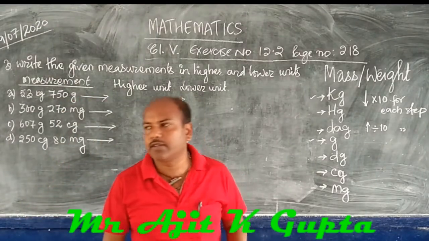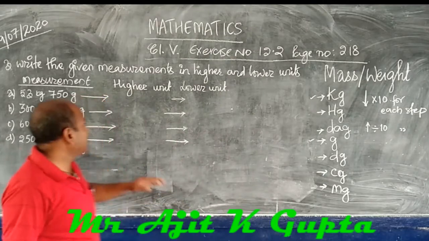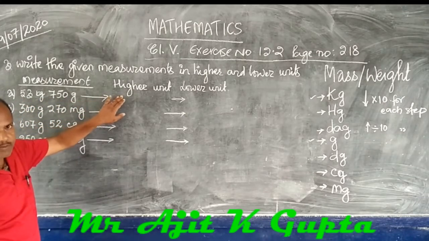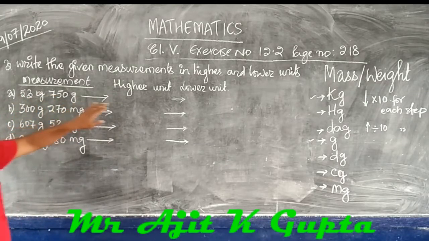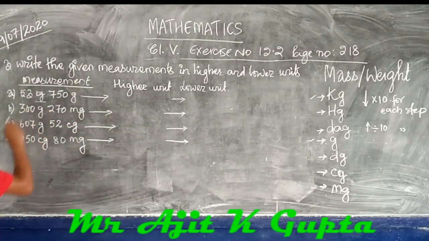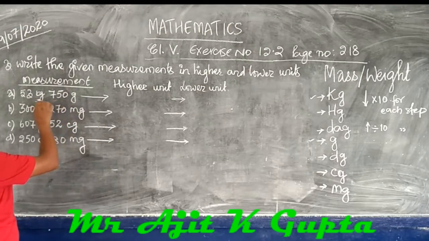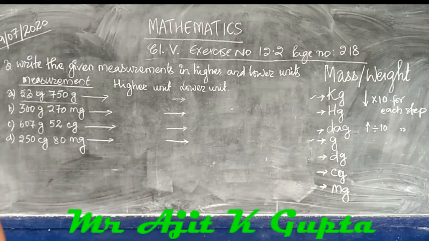Dear children, now let us move to question number 3. It is here on the board. Question number 3: a measurement is given, 53 kg 750 gram. You have to convert this in terms of the higher unit. Higher unit means everything in terms of kg, and lower unit means everything in terms of gram. So that is the higher unit and the lower unit.